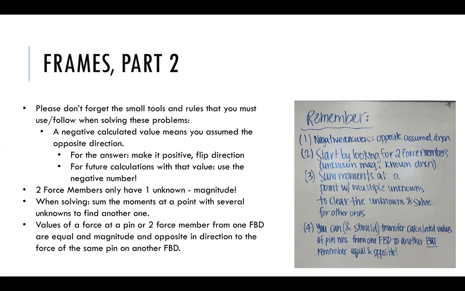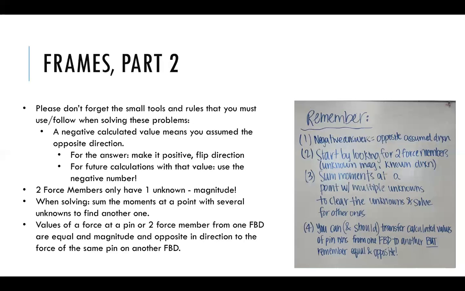They'll just really be the force going along the member itself. And then when you're solving a problem, regardless of whether it's a frames problem or a truss problem where you need to use this, when you're taking a moment, right? If you have three unknowns, the first thing you have to do is take a moment. And by taking a moment, you'll eliminate two of the unknowns, hopefully, and then solve for one.